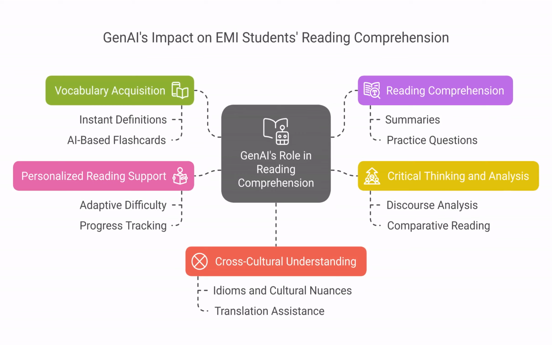Okay, last but not least, how can GenAI help with understanding the cultural context of academic texts, which can be a big hurdle for non-native speakers? Think of AI as your cultural decoder ring. It can explain idioms, historical references, and any other cultural nuances that you might not be familiar with. So if a text is using a lot of American slang or making references to British history, GenAI can help bridge those gaps. Exactly. It can even draw comparisons between different cultures, which can help you understand the text on a deeper level.